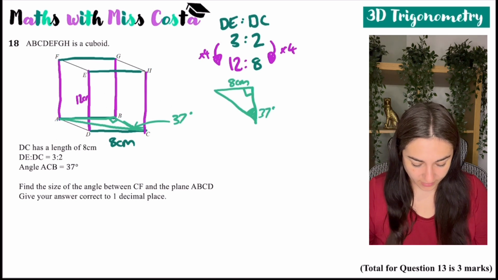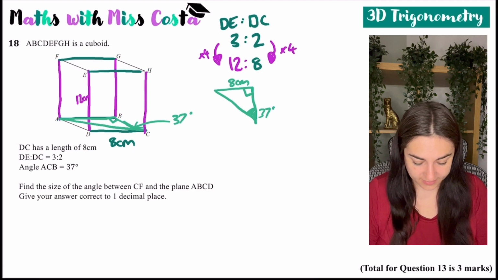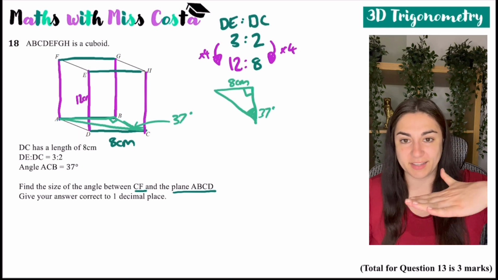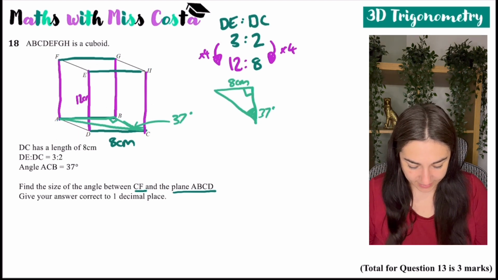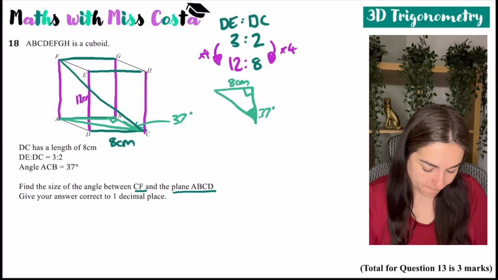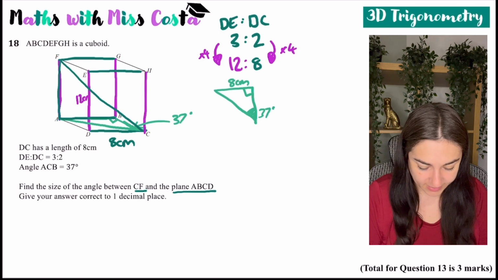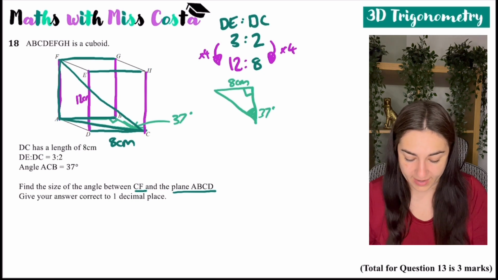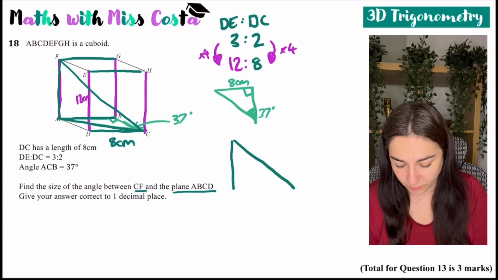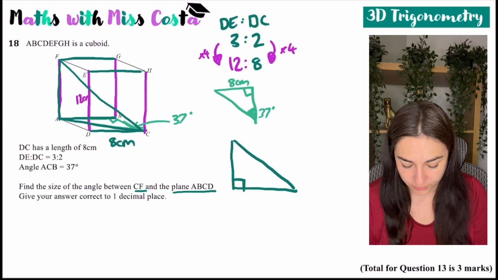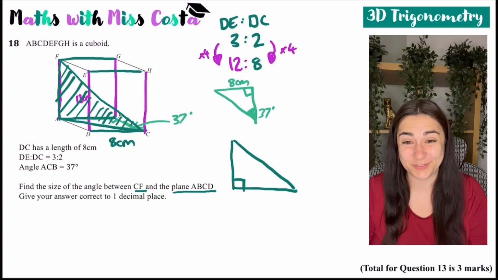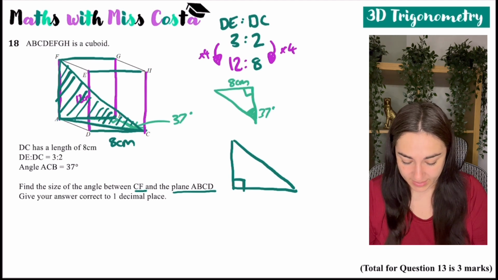So I need to then find the size of the angle between CF and the plane ABCD. The plane just means the flat bit. So CF is this line here and the plane ABCD. Okay, so then I can draw this triangle here and form a right angle there. So if you visualize what you could do, you've got your right angle triangle here. It's this triangle here. It's a 3D triangle. It's a little bit hard trying to visualize them. And I know that I need to work out this angle here.